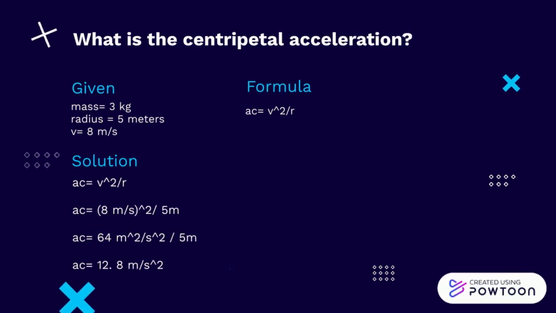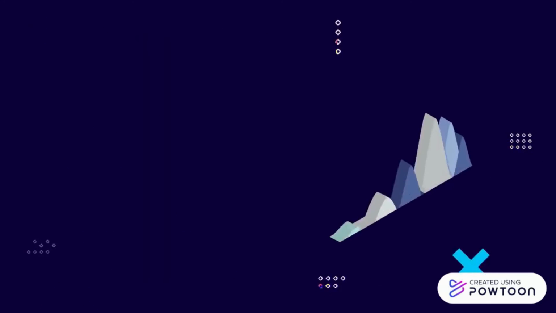So for the solution, centripetal acceleration equals the quantity 8 meters per second, squared, over 5 meters. The quantity 8 meters per second squared is equal to 64 meters squared per second squared, to be divided by 5 meters, which equals 12.8 meters per second squared.